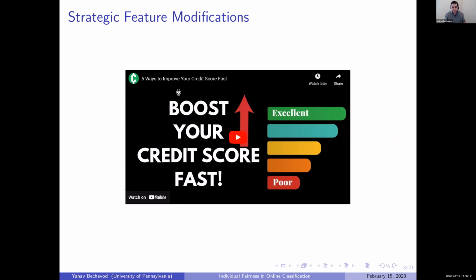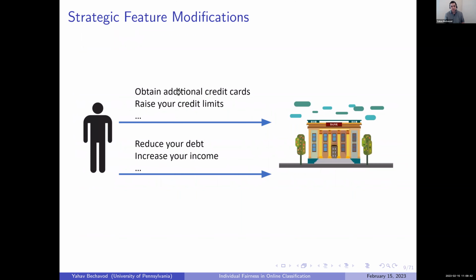So you can see all of these online websites which offer advice for individuals on how to boost your credit score fast, and some of the advice is to obtain additional credit limits, or reduce your debt. But the point being that in anticipation of, or upon seeing, this policy, individuals are changing the way they act and changing their features.